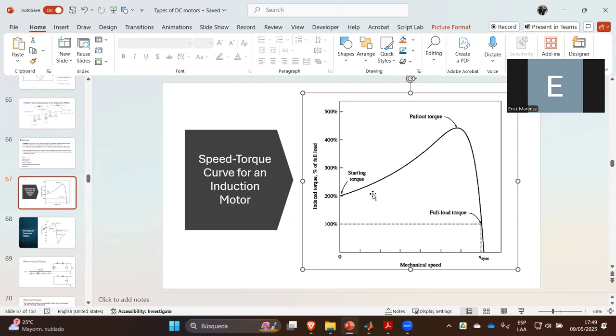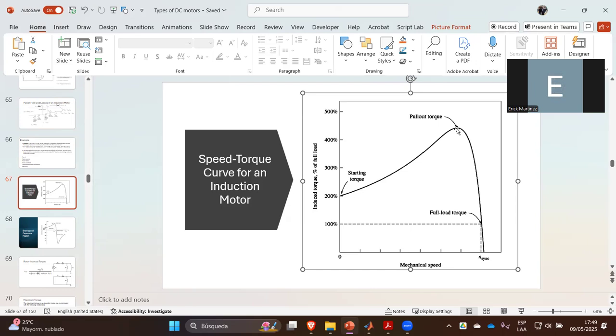And also, if we go up a little bit, you will find the maximum point of this curve that is called the pull-out torque, or in other words, the maximum torque that the induction motor can produce. And also I wanted to mention that, as we stated previously, the slip of the motor has an influence on the torque we can produce. So there is a relationship between the rotor speed and the slip of the motor that produces a certain torque. So this curve can be computed by considering different values of the slip of the motor.